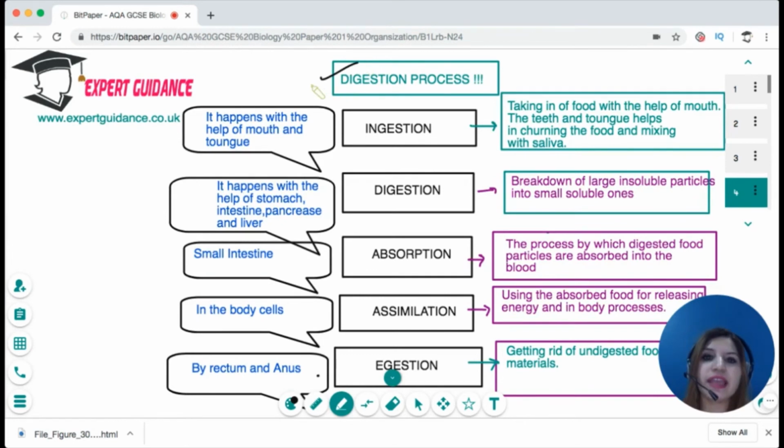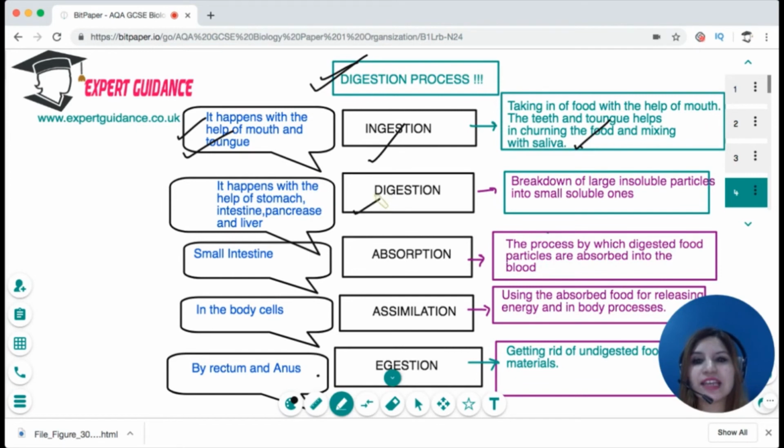If you see this, we can break this digestion process into 5 stages. One is ingestion. Ingestion is the taking in of food. It happens with the help of the mouth and the tongue. The food is churned, so mechanical digestion takes place, and the food is mixed with the saliva.